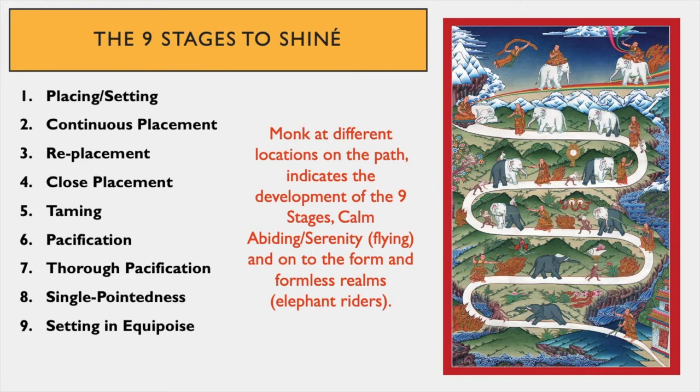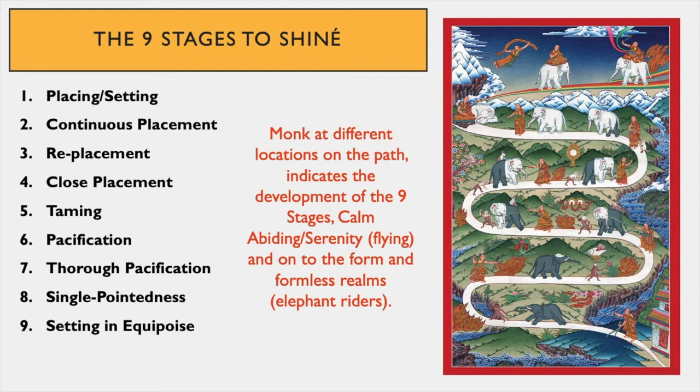So of all of those lists, the 9 stages are important to know. The particular names you don't necessarily need to memorize, but to realize the way in which this is a process. This is something that doesn't happen overnight. That you need habit and familiarity and consistency in order to develop.